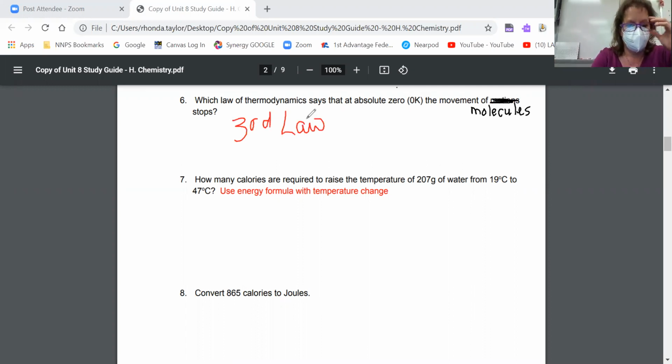All right, number 7, how many calories are required to raise the temperature of 207 grams of water from 19 degrees Celsius to 47? Now this one, you're going to be using the energy formula.